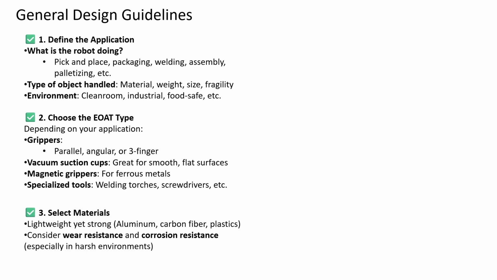Then the materials, so lightweight yet strong, so we need to check out the materials. At the same time we need to check the wear resistance and corrosion resistance depending on the environment, because it might happen that the robot is operating, let's say, in some operation where there are chemical vapors, so it may corrode the material of end of arm tooling. So that's why we need to check the materials. At the same time we need to check its weight, because it will directly go onto the wrist, and we need to check the payload, so that will get added into the payload capacity of the robot.